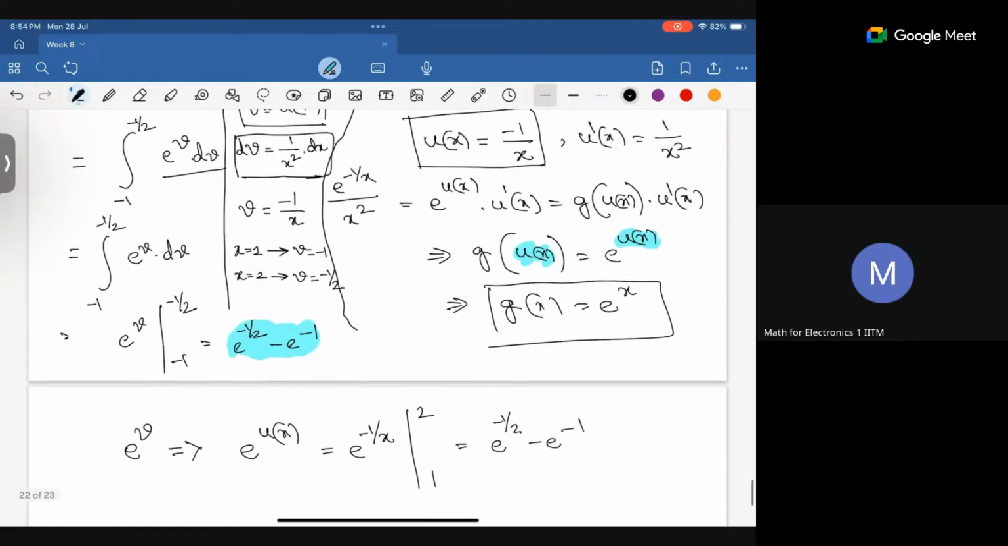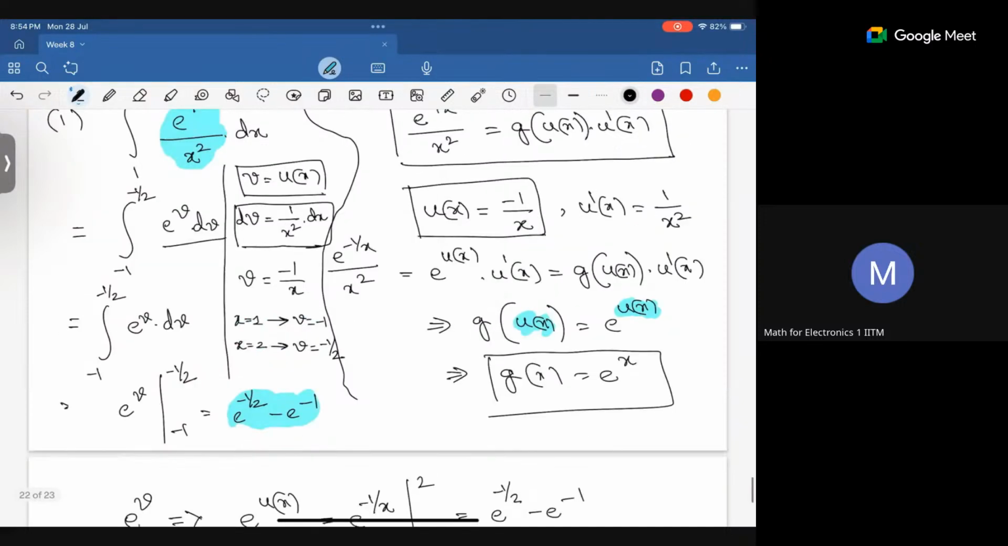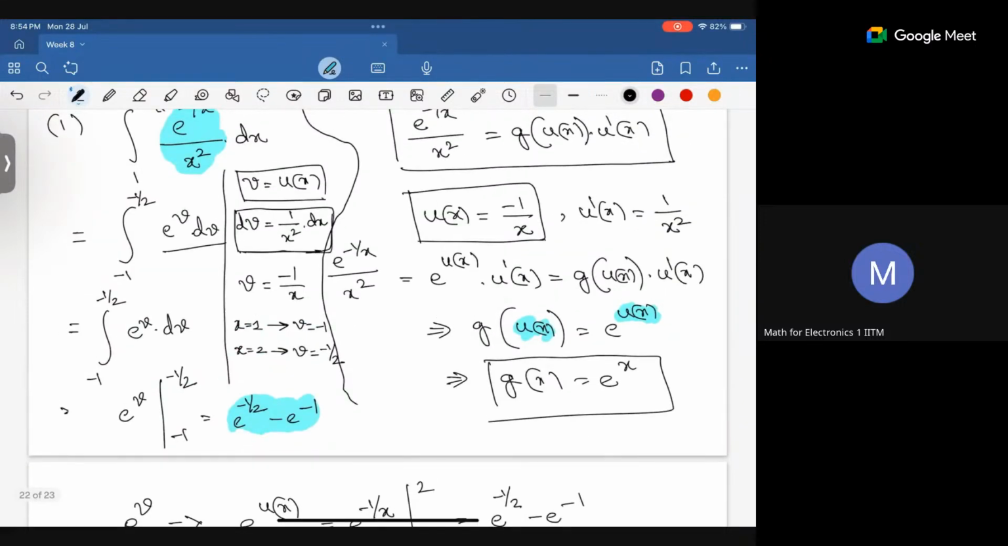Okay, but a good practice is when you try to substitute the new variable, you replace everything. You replace dx as well as the limits. You don't have to come back and substitute.